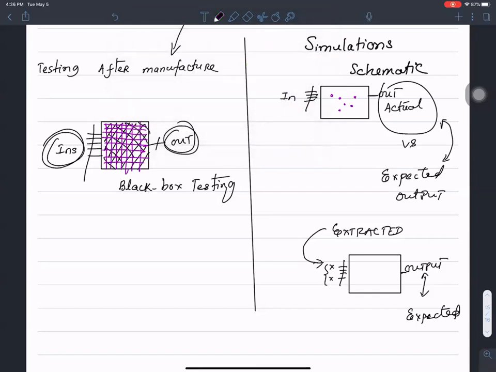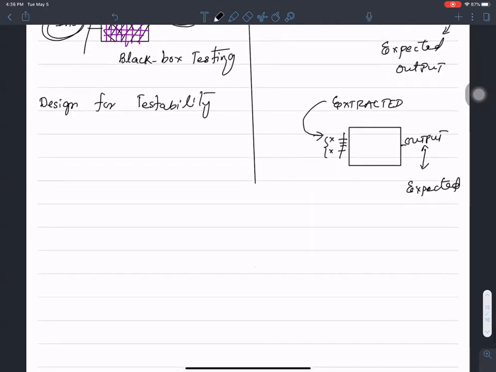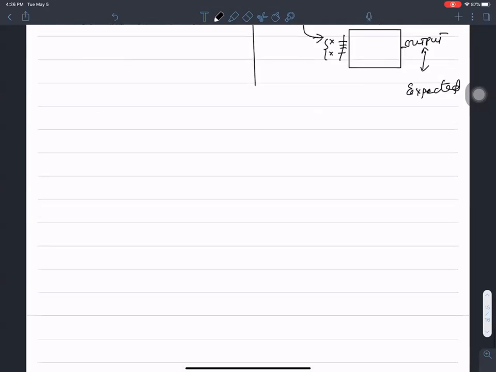So this idea corresponds to the notion of design for testability, where you pay attention to designing your circuits upfront in a manner that lends themselves to easy testing. So how can you design circuits so that they're easy to test after manufacture? So that is the consideration of testing after manufacture.